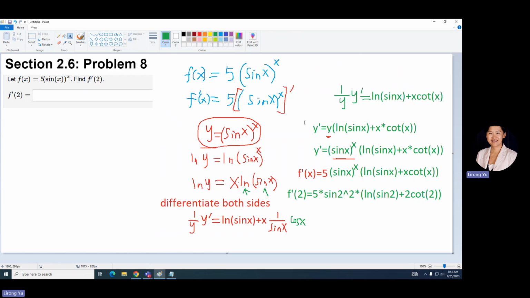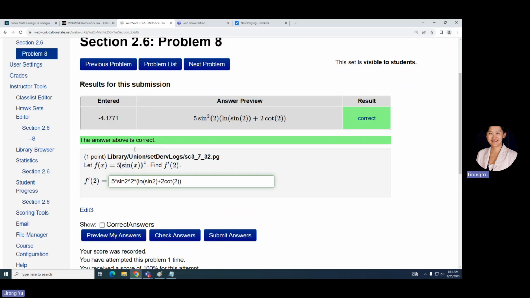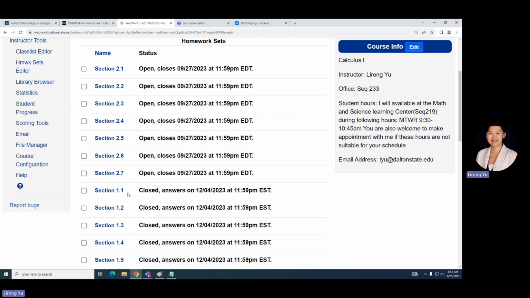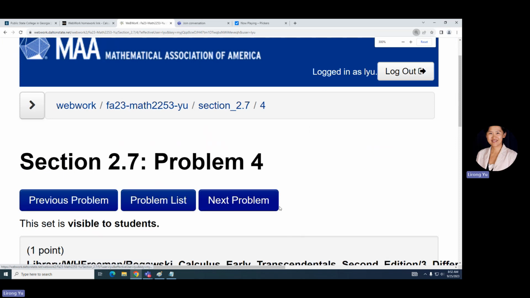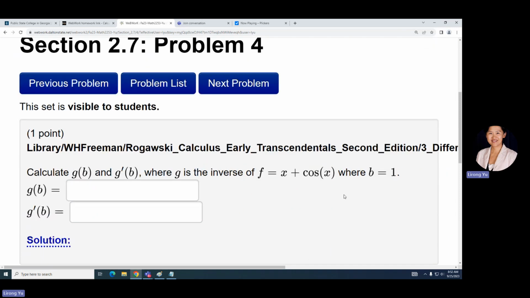2.7. Okay. All right. 2.7 works with the inverse function's derivative. We didn't mention that the derivative, which is the slope of the original function, and the derivative of the inverse are reciprocals. So one thing that's really important is to realize they're reciprocals. So we're going to calculate g prime of b, where g is the inverse function of this function, and b equal to 1.